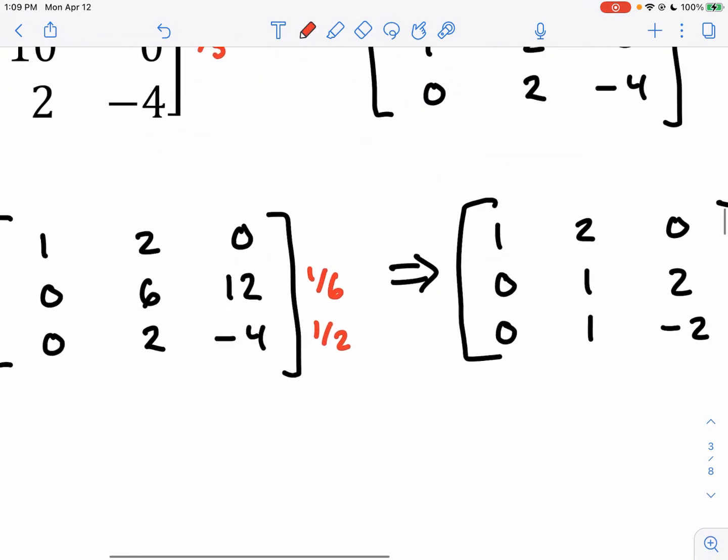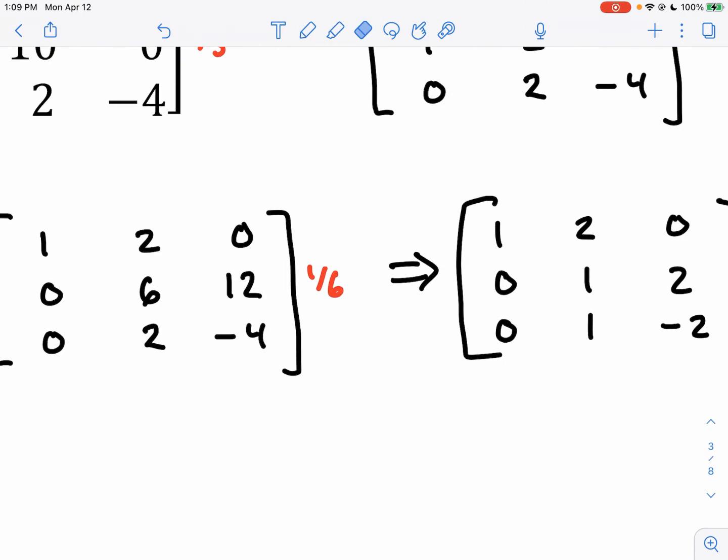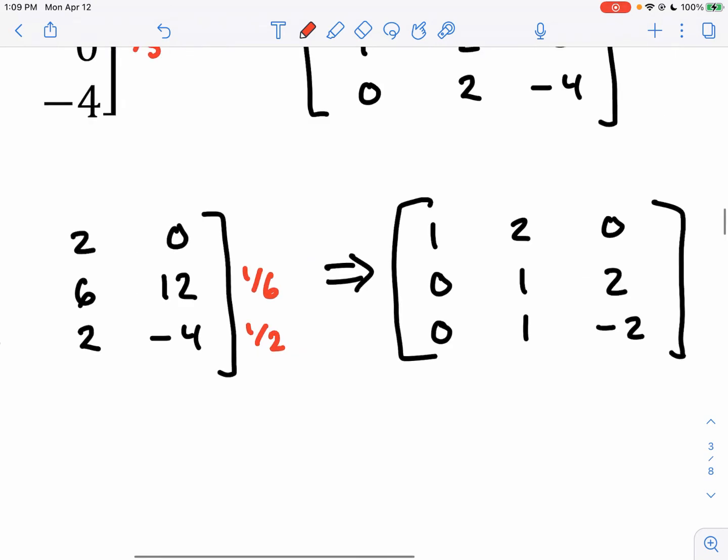Which means I never needed to make that a 1. I could have not done this row operation here. I could have left this as 2, -4, but then 0 out the 2. So there's options, and there's lots of ways to go about doing these kinds of problems. I'm going to go ahead and leave that row operation in there, though.